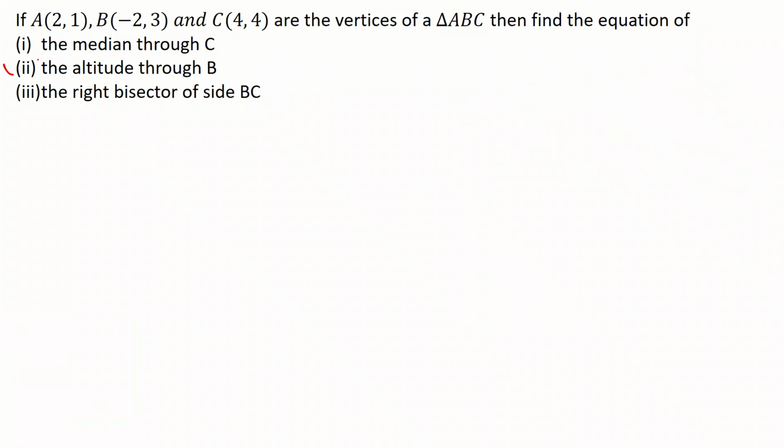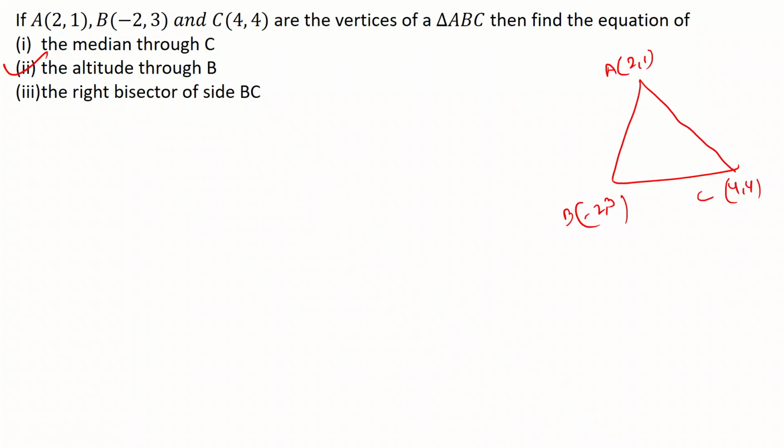Let's move on to the second question, the altitude through B. So let's quickly draw up these points again. So this is 2 comma 1, minus 2 comma 3 and 4 comma 4. What is the altitude through B? This is A, this is B, and this is C. Altitude means right angle to the opposite side. Okay, so again I'm giving you the hint.